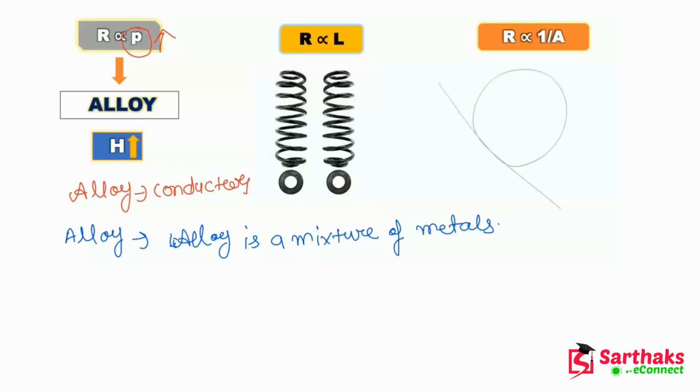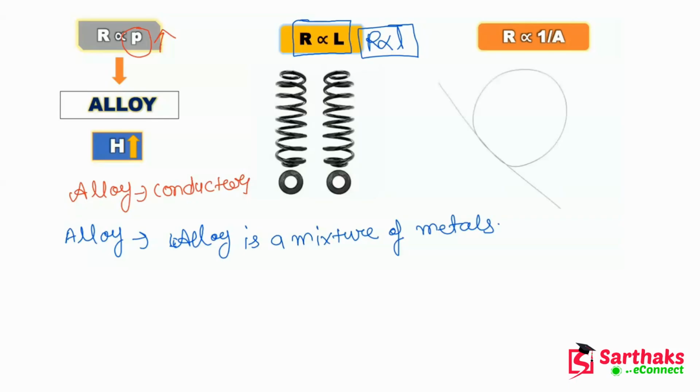Now, another thing we know is that resistance is proportional to L, the length. If I increase the length of the wire, then my resistance is also increased. So to make a heating coil, I use a wire which has higher resistance. I hope you get my point.